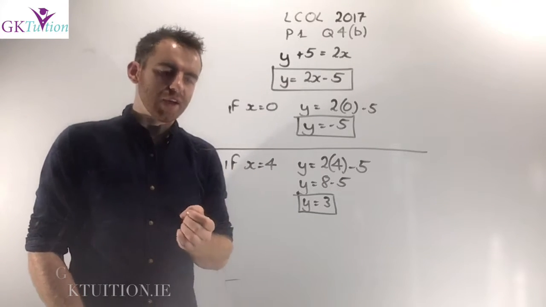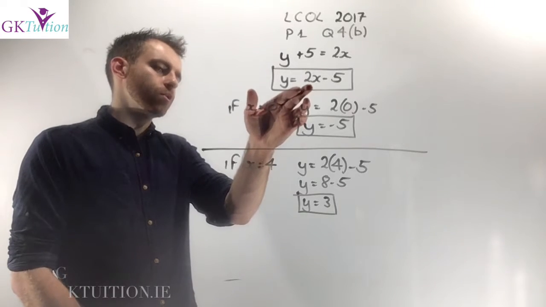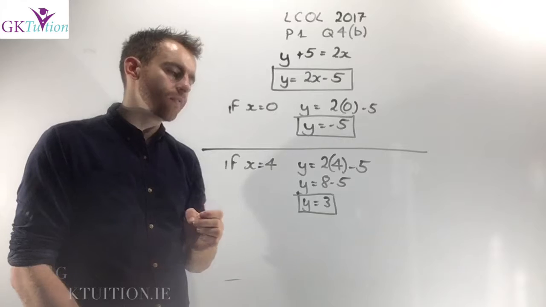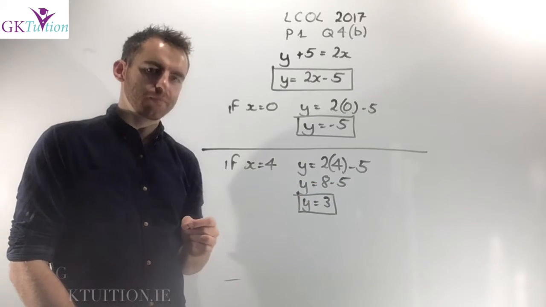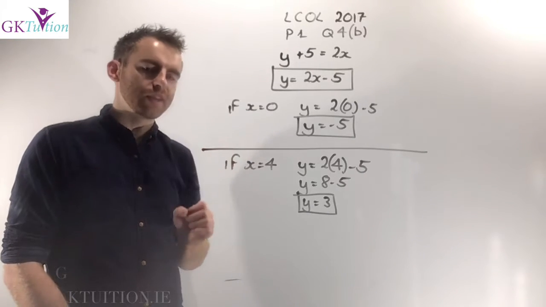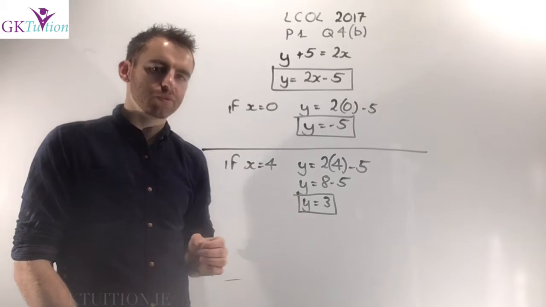The other x value that we got was x is equal to 4. So what I'm doing is I'm subbing into this, and I can say that y is equal to 2 times 4 minus 5. 2 times 4 is 8, so 8 minus 5 works out as 3. So the answers there, the two answers for x are x equals 0 and x equals 4, and the two answers for y are y equals minus 5 and y equals 3.